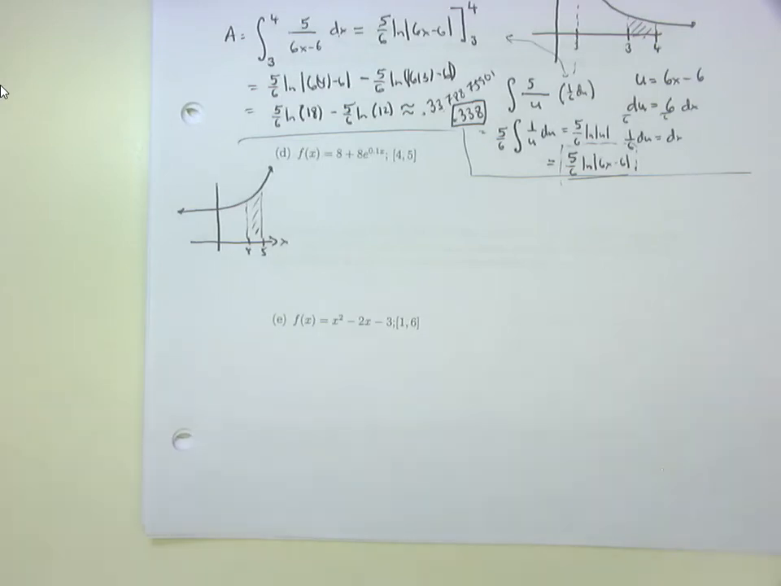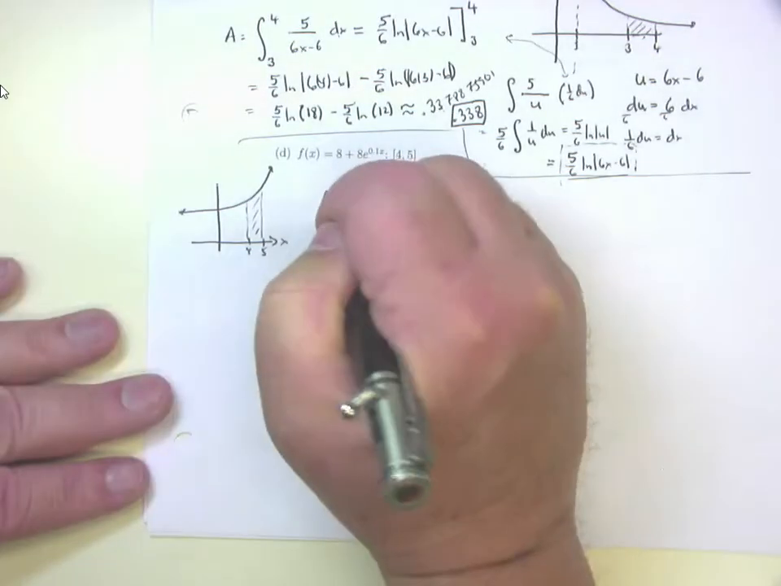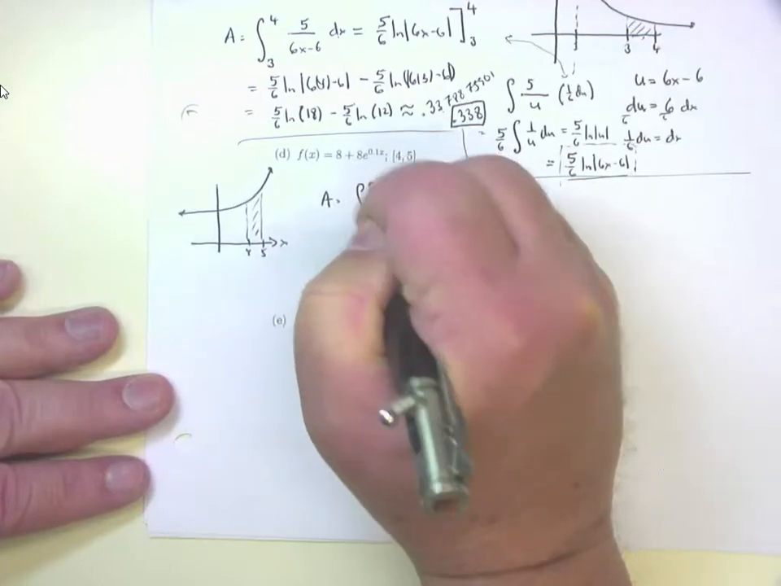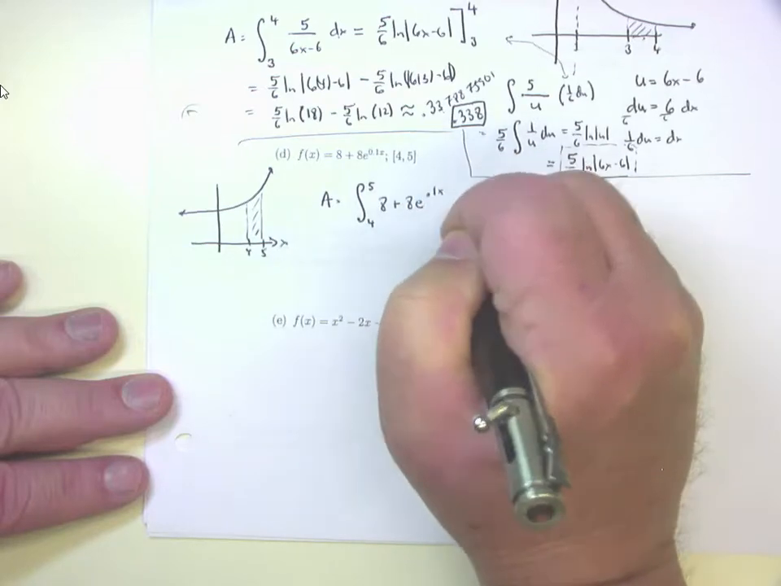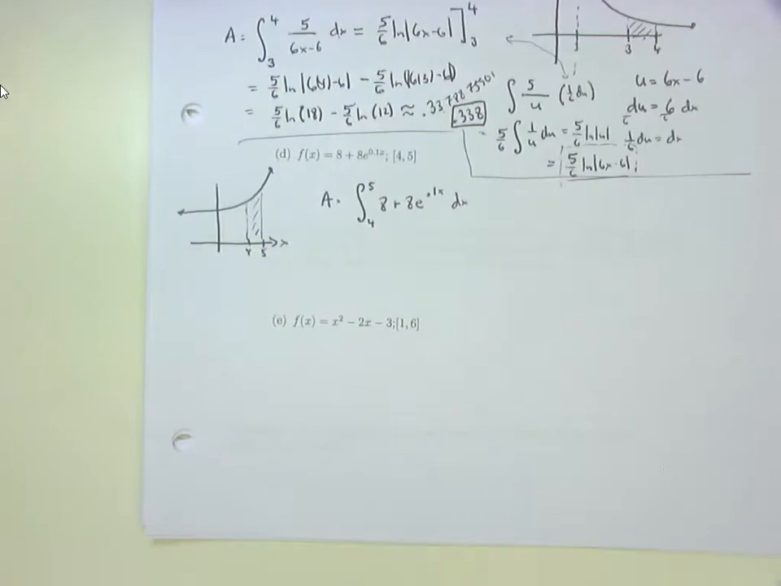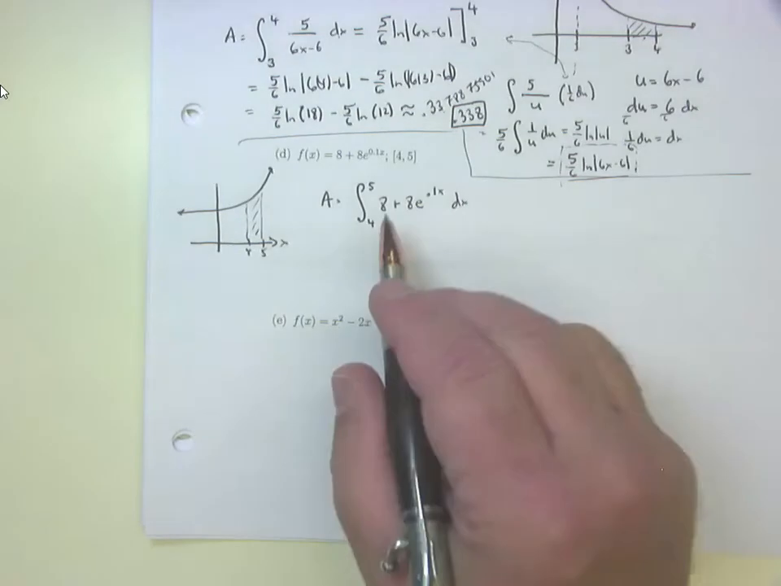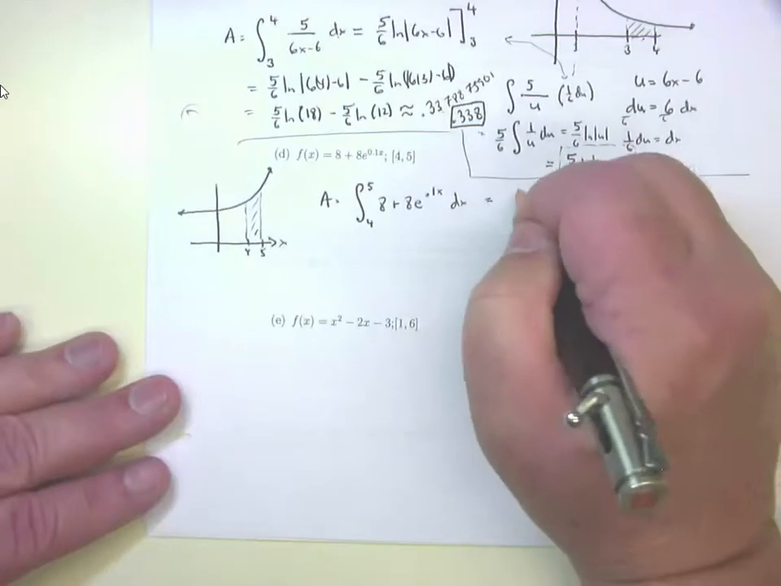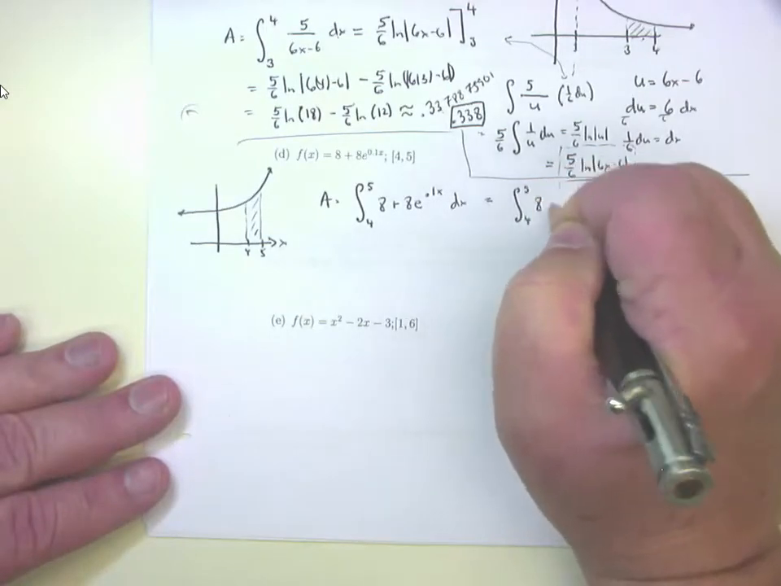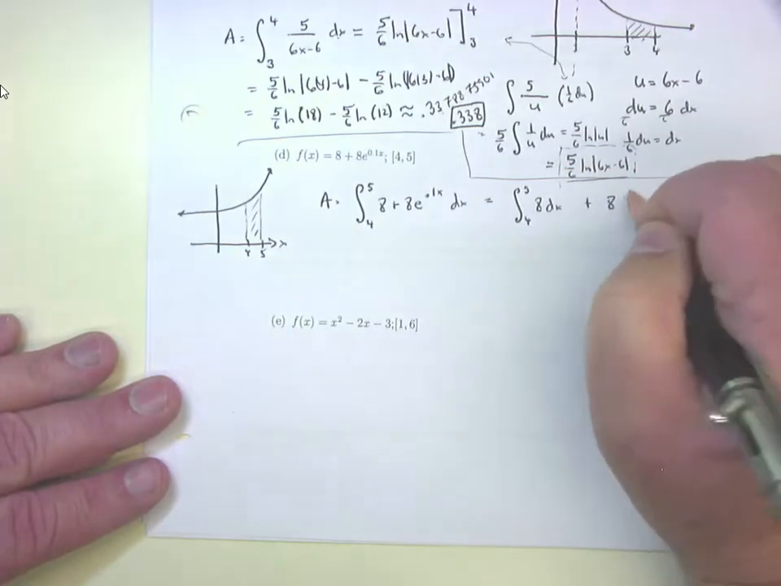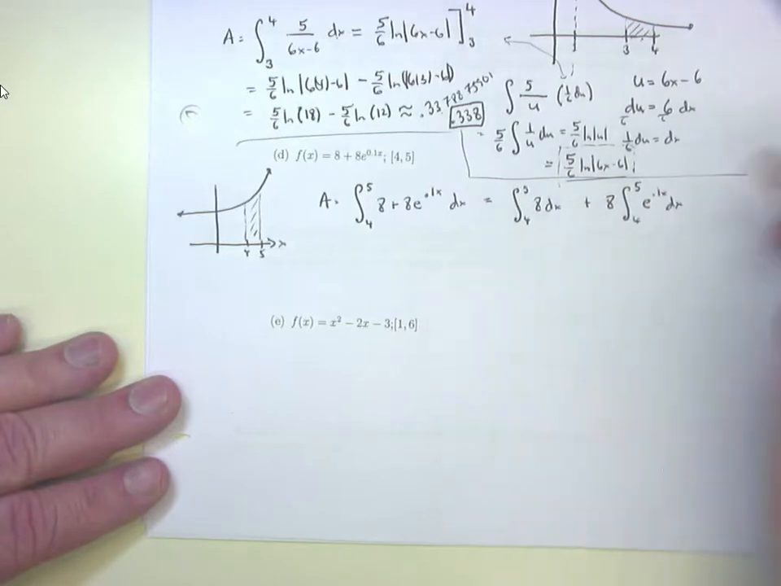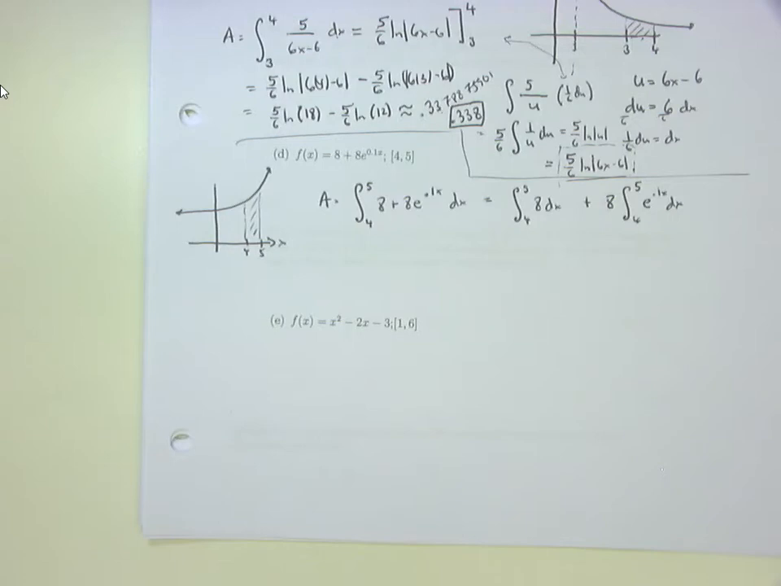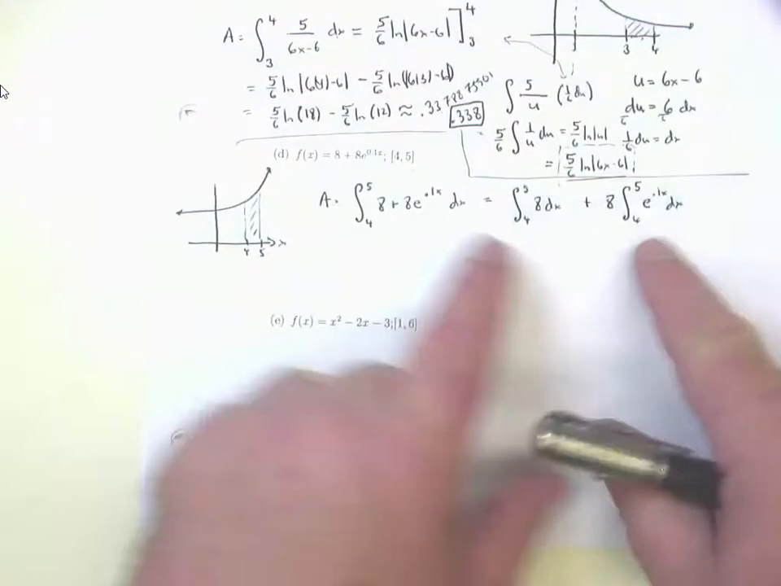So this area, when I calculate it, will all be positive, which is what I'm expecting for the answer. So the area would be equal to the integral from 4 to 5 of 8 plus 8e to the 0.1x dx. Now, because there's two functions here, I'm going to separate that. That will be the integral from 4 to 5 of 8 dx plus, hold my constant out front, 8 times the integral from 4 to 5 of e to the 0.1x dx. Yep, because of the nature of the function, it actually turned into two problems.